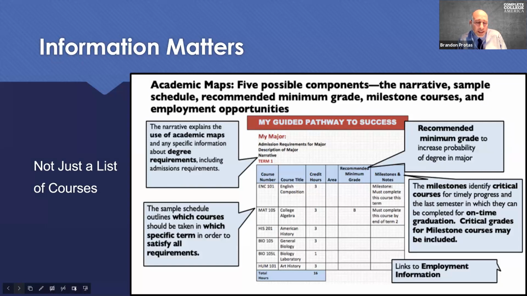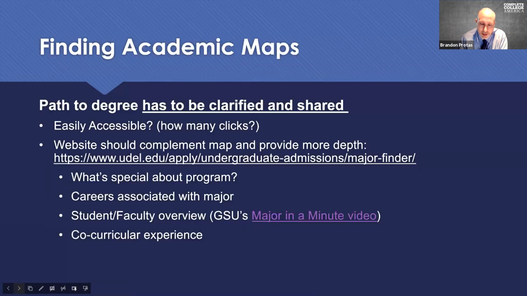The employment opportunities, we'll show an example of this, but this is where you can link to O*NET and other sources where you can say students in this degree connect to these specific careers. Within these careers, here are salary ranges. So that way students know when they're looking on the website and they're looking at these academic maps, all of the information, not just here's the courses I take, but here's how it relates to my larger goal for after I graduate.